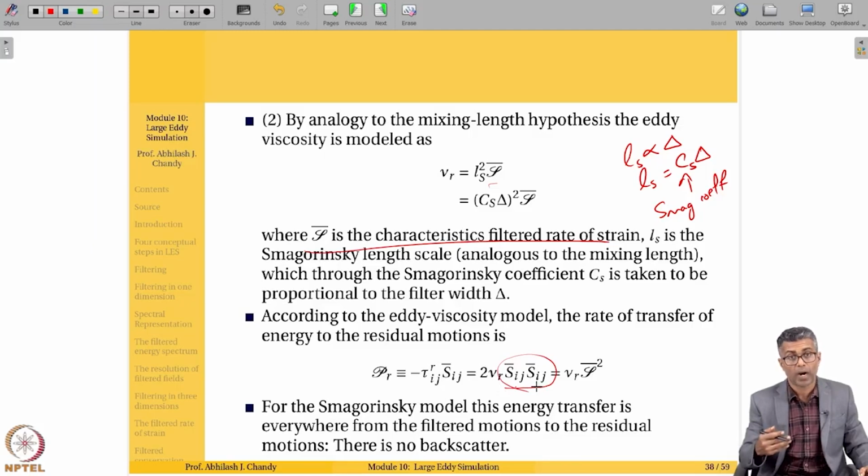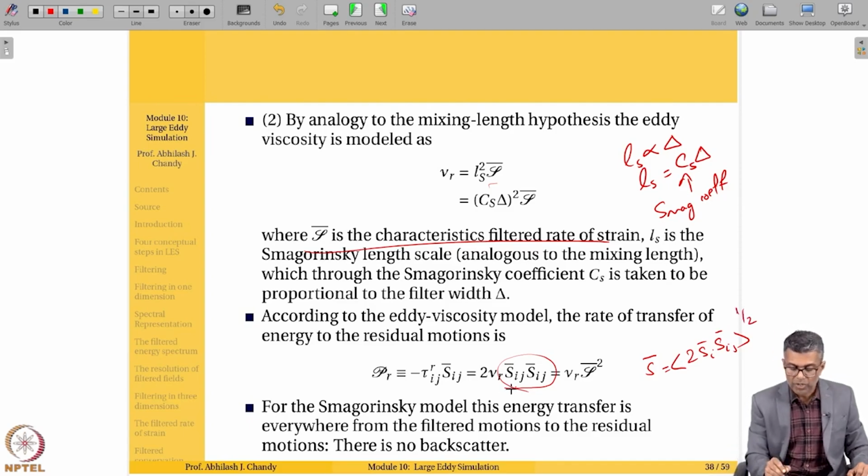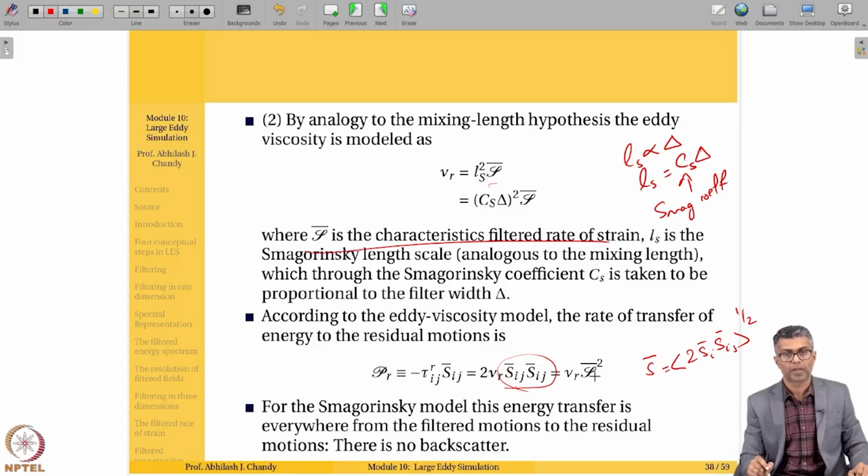And this right here is S bar squared divided by 2, because that is how the magnitude of a tensor is defined anyway. S bar is the square root of 2 Sij bar Sij bar. So essentially, this becomes nu r S bar squared.